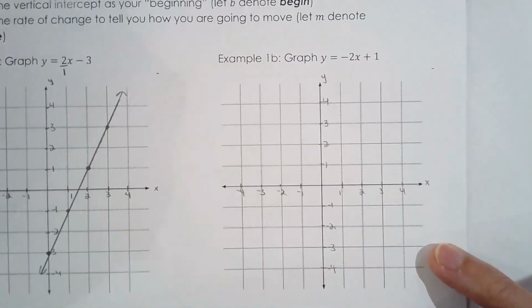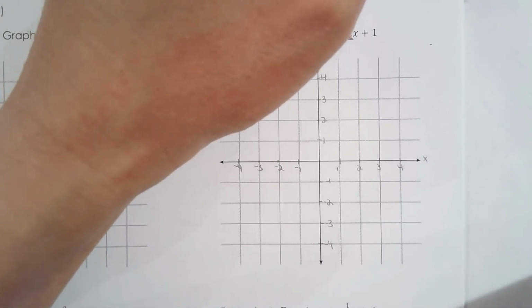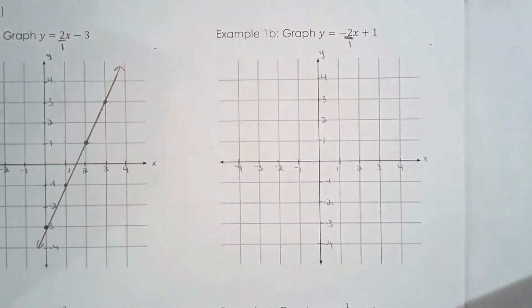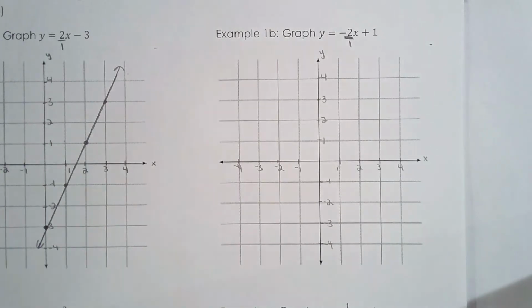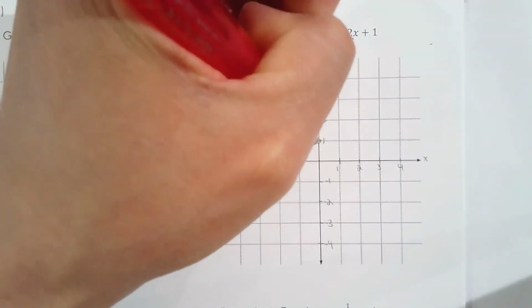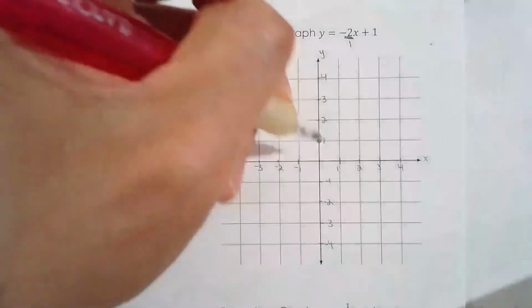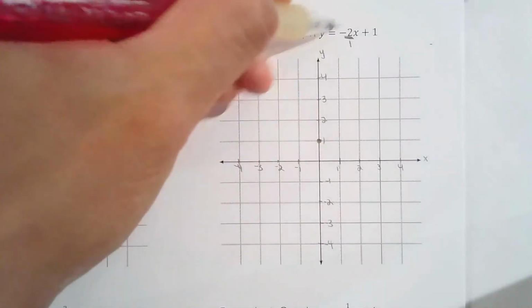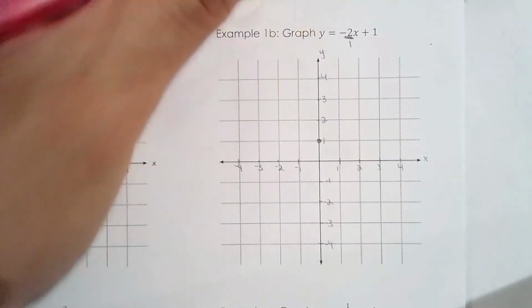So before I start graphing this line, I'm going to write -2 over 1. Once again, for the same reason as before, I just want to give myself the rise and the run. So B for beginning, M for move. I'm going to plot the vertical intercept. That's where I'm beginning, and now I need the other points, so I need to look at how I'm moving on the Cartesian plane. So the rise is -2 and the run is 1.